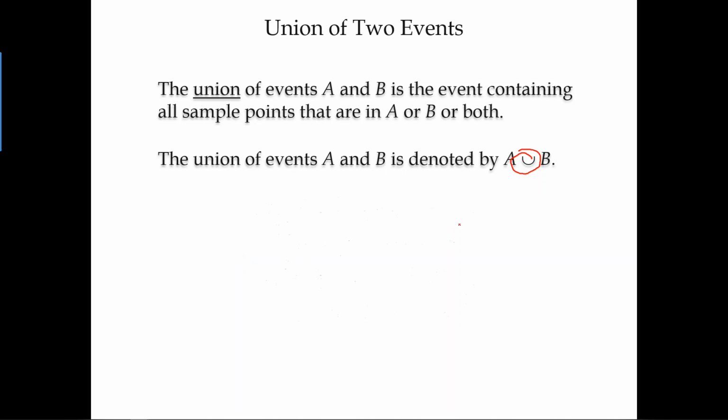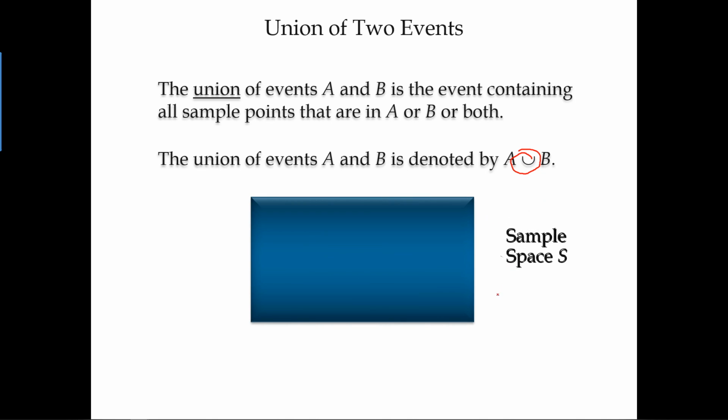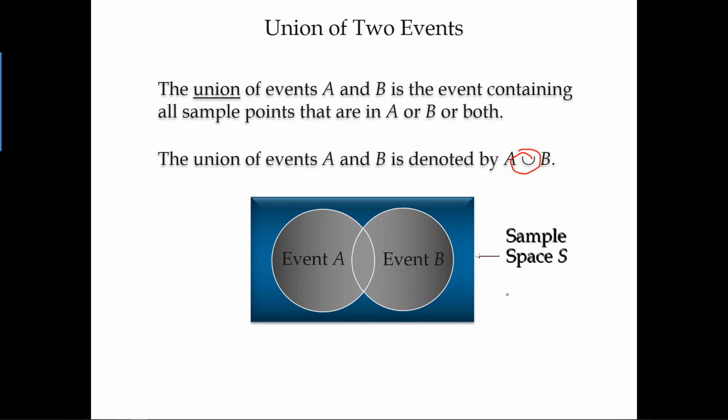I will use a Venn diagram to show you how we identify the union of the 2 events. The square is still my sample space. Then I will draw 2 circles. One circle denotes event A and another circle denotes event B. The area inside the circle is event A, the sample points belonging to event A. And this circle contains the sample points belonging to event B. So when we're looking for the union of the 2 events, we are considering these 2 circles.